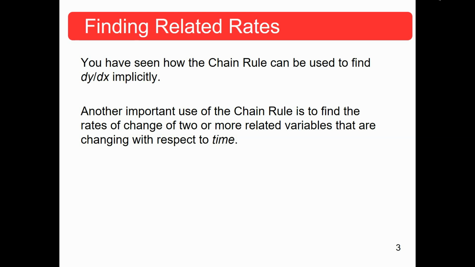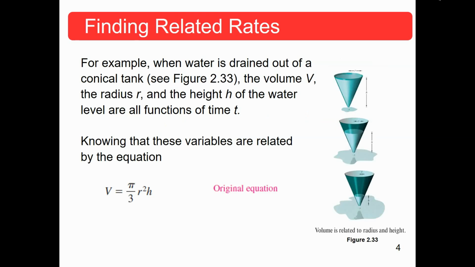Another important use of the chain rule is to find rates of change of two or more related variables that are changing with respect to time. I did an example where I showed you where something might be changing with respect to time. So this is what we're really going to be looking at when we talk about related rates.